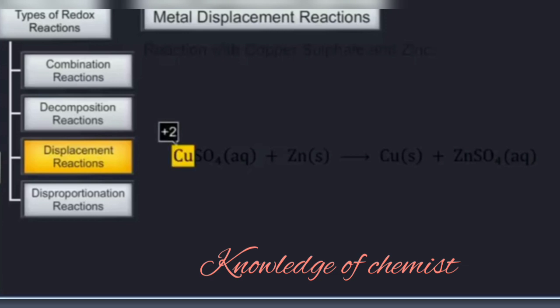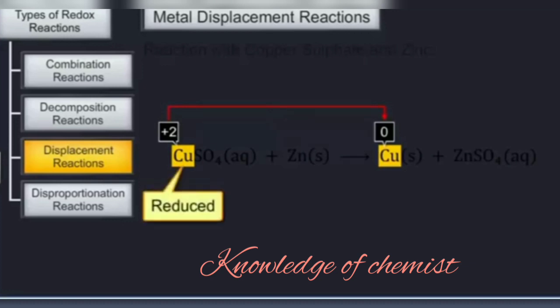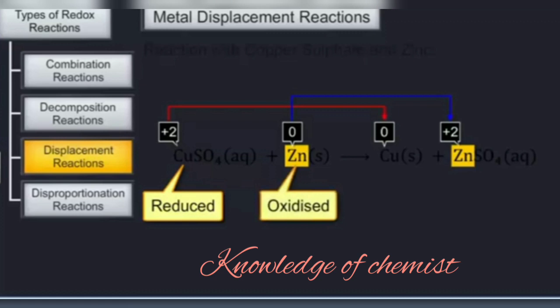The oxidation number of copper has decreased from +2 to 0, hence copper is reduced. Simultaneously, the oxidation number of zinc is increased from 0 to +2, hence zinc is oxidized. Thus, the reaction is a redox displacement reaction.